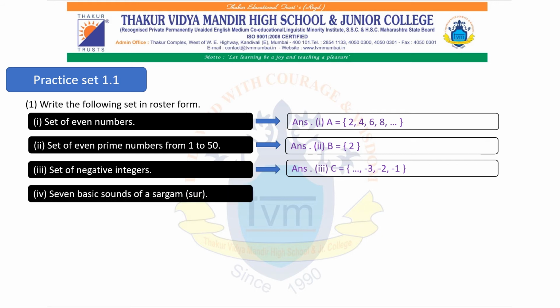Fourth one, 7 basic sounds of a sargam. We know the 7 basic sounds of a sargam have to be listed in a set. D is a set of sa, re, ga, ma, pa, dha, ni.